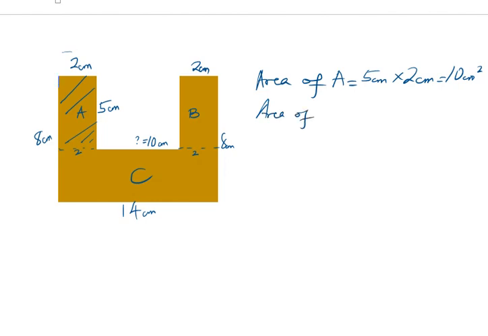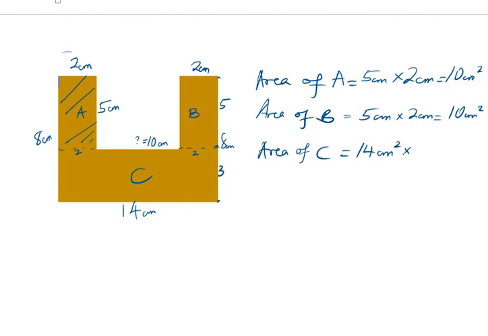Then area of B is the same thing, 5 cm by 2 cm, and that will give you 10 cm squared. Then area of C is where you do a little adjustment. You have this length as 14. Then to determine the width, from this region to this region is 8, and from here to here is 5. So the remaining value, the width of C, will now be 3, because 3 plus 5 will give you this 8. So the smaller length here is 3 cm, and that will give you 42 cm squared.